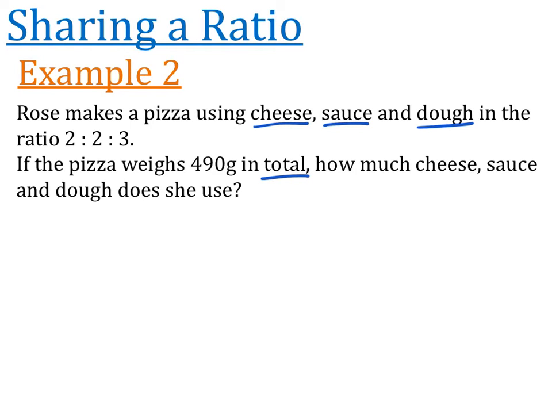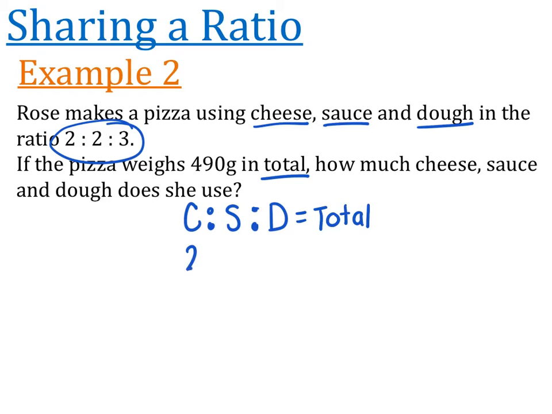So let's start by writing out the ratio in letters. So she uses cheese and sauce and dough, and those 3 things make the total. So the ratio that they're in is 2 to 2 to 3. So we keep everything in the same order. 2 to 2 to 3. And then we look at what is the total of 2, 2, and 3. 2 plus 2 plus 3 is going to give us 7.